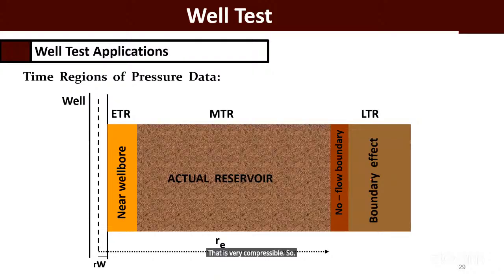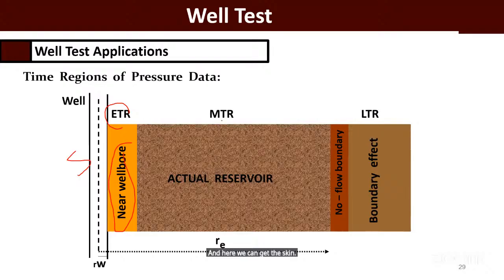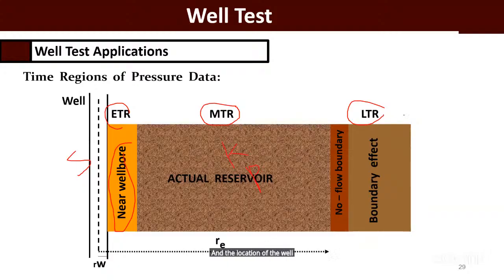So generally, the information that we can get from the well test can be divided into three stages. The first stage is the early time, which is near the wellbore, and here we can get the skin. After that, in the middle time region, we can get the permeability K and the pressure. After that, we have the late time, which may or may not be reached, depending on the boundaries and the location of the well compared to the structure. We can see the boundary effect.